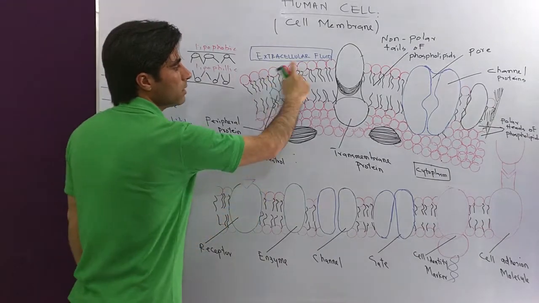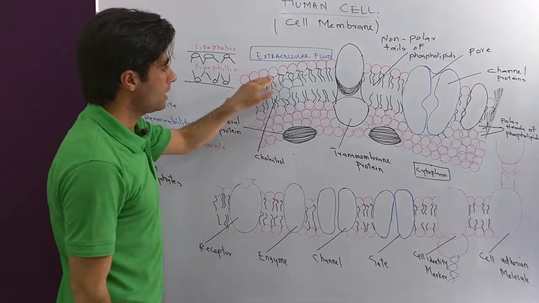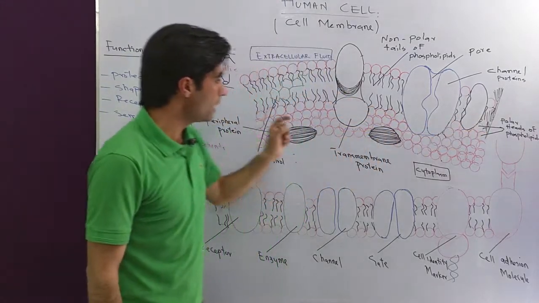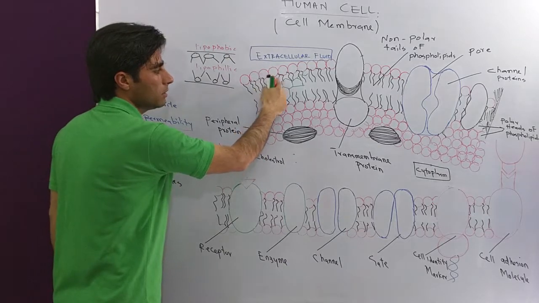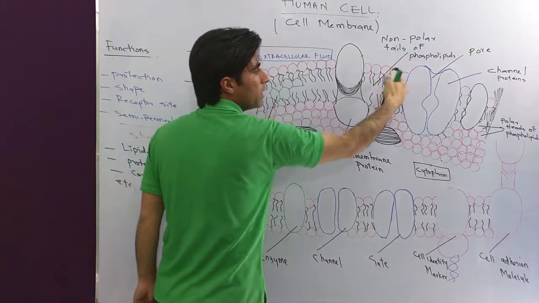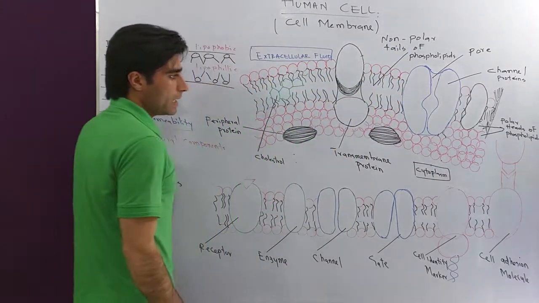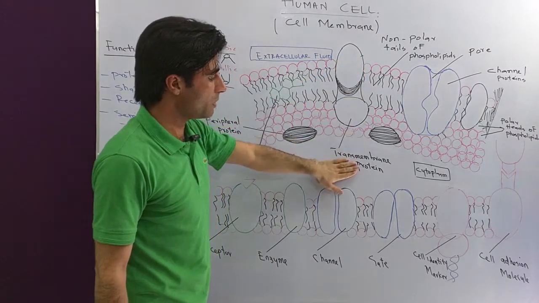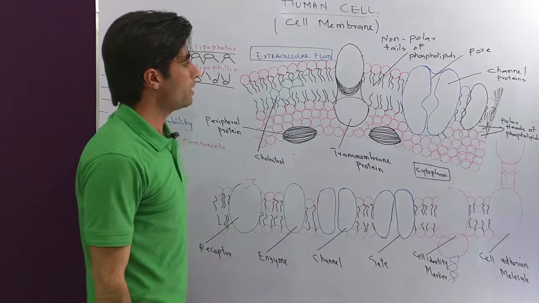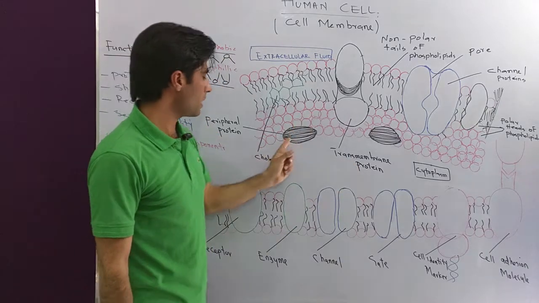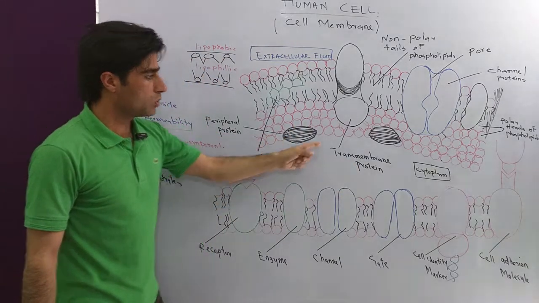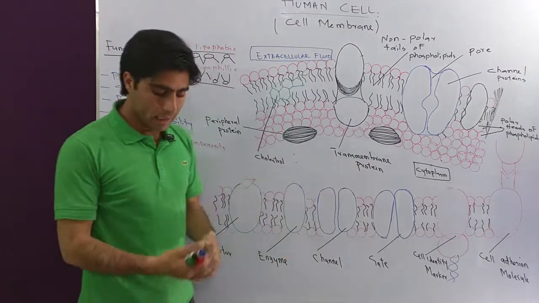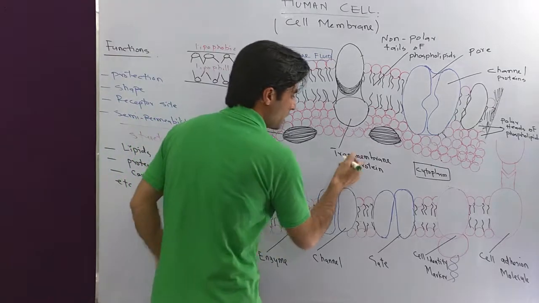So in the structure of this plasma membrane, the red heads are the polar heads of phospholipids, and the black structures are the non-polar tails of phospholipids. In between them there are transmembrane proteins, and of course there are also peripheral proteins. These are the transmembrane or integral proteins. We call them integral proteins or transmembrane proteins.